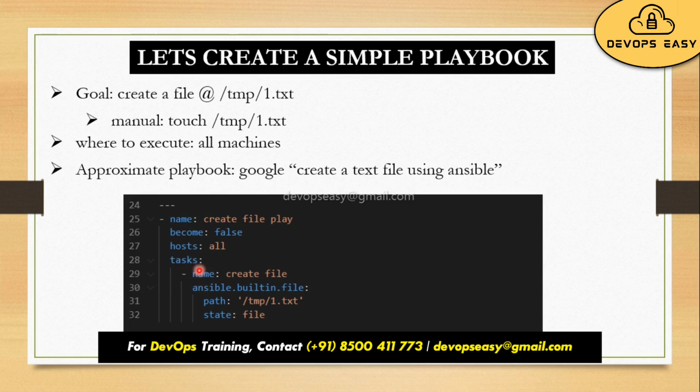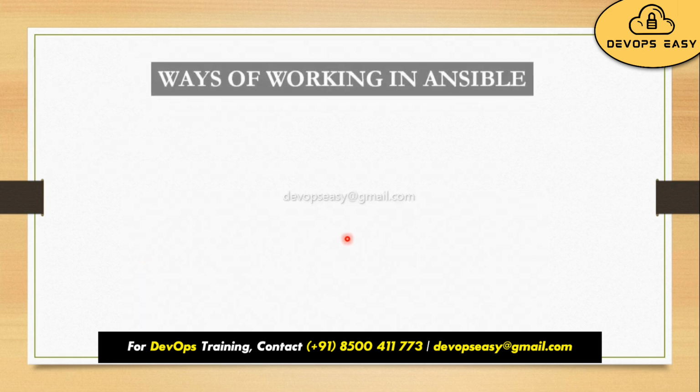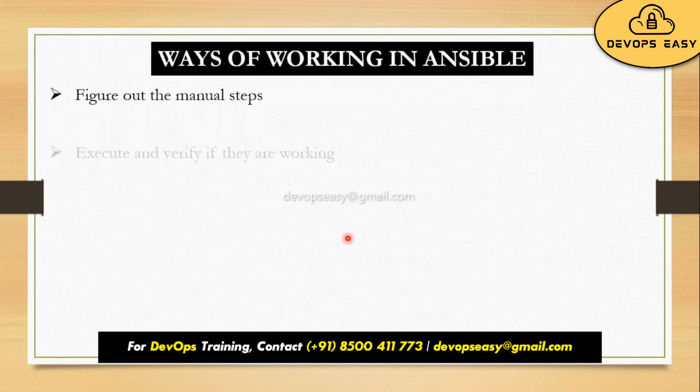Tasks, name of the task: create file. In order to create a file, I need to use a module called file. So where do I need to create the file? Under /tmp/1.txt. What is the state? Just create a file, a given file. Simple, right? This is a skeleton. I already explained this skeleton in the previous slide. In the beginning it will be a little bit confusing to you. Once you practice, once you repeatedly watch this recording, you will get full clarity.